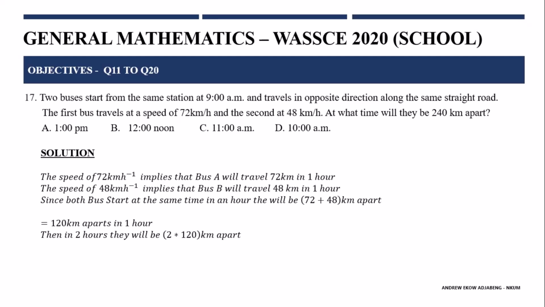It means that if we want to find the time they traveled, from 9 a.m. we want to find 240 kilometers apart. Since we have 120 dividing the 240, we get 2 hours, because for every hour it's 120 kilometers, when we sum the speeds of the two buses. Hence, if they should be 240 kilometers apart, that will be 9 a.m. plus 2 hours, and that will give us 11 a.m.